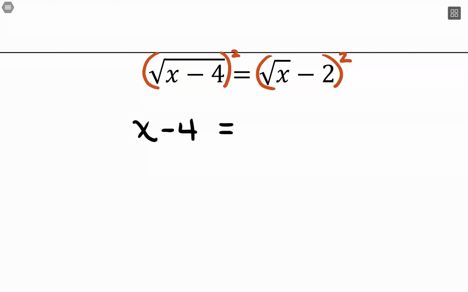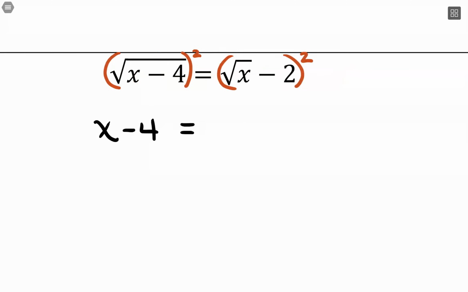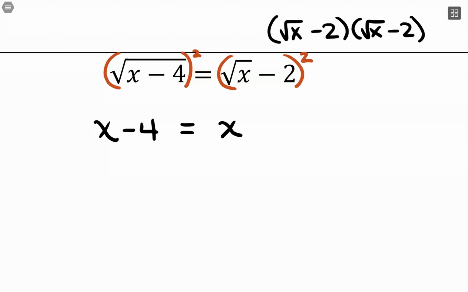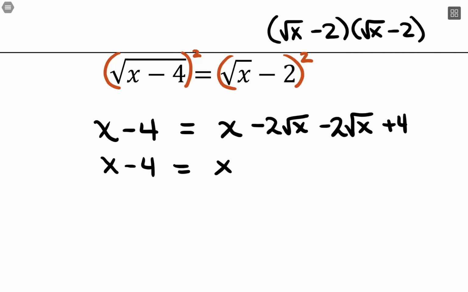On the right-hand side, I'm going to have, again, if it helps to see it, square root of x minus 2 times square root of x minus 2. Write it out in that form. So square root of x times square root of x is just x. We'll have this negative 2 root x, minus 2 root x, and then negative 2 times negative 2, which is positive 4. And then I'm just going to combine like terms with that negative 2 root x and negative 2 root x, which would be minus 4 root x.